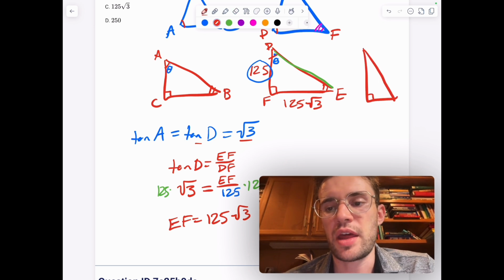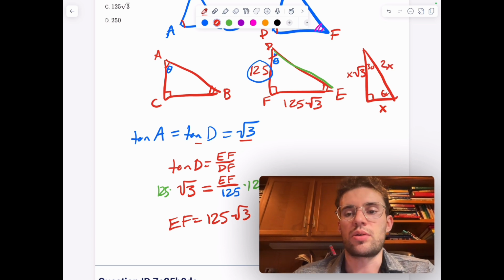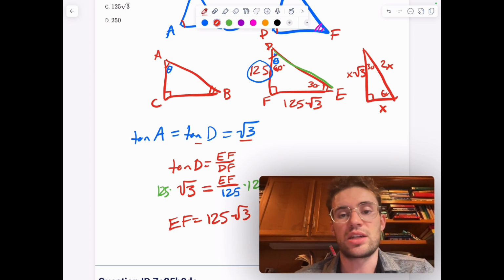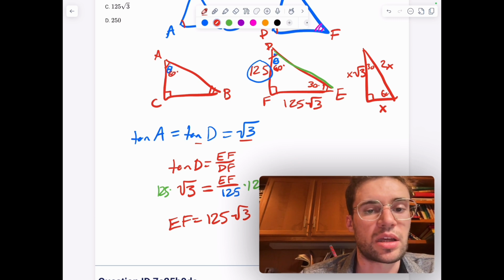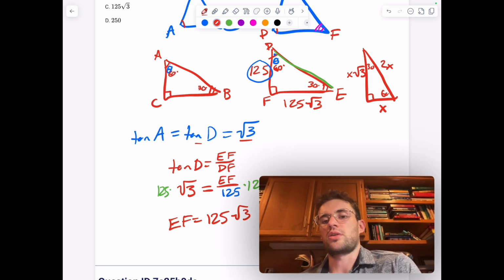Right, if I drew it more like that, 30, 60, 90, the ratio of sides for that, the side opposite the 30 should be x, the side opposite the 60 should be x root 3, and the hypotenuse should be 2x. So we know this has got to be the 30-degree angle because it's across from the small side, the 125, and this angle I labeled theta, the angle D, it's got to be 60 degrees. Same thing up here, A is going to be 60 and B is 30. That doesn't really matter, but just to show they're still similar triangles.